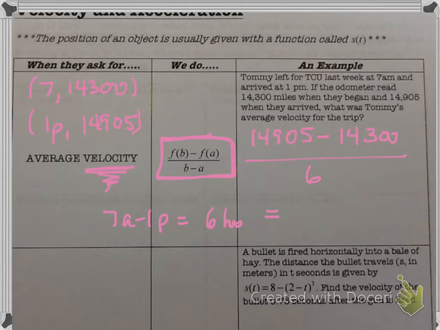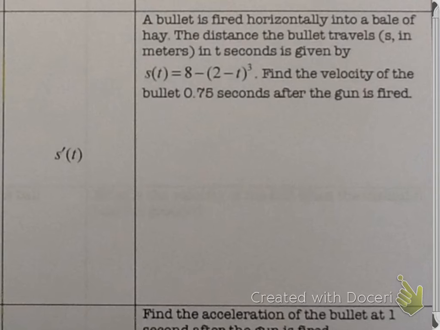And so I got a really fast 100.83 miles an hour. So Tommy's flying. But you get the point.